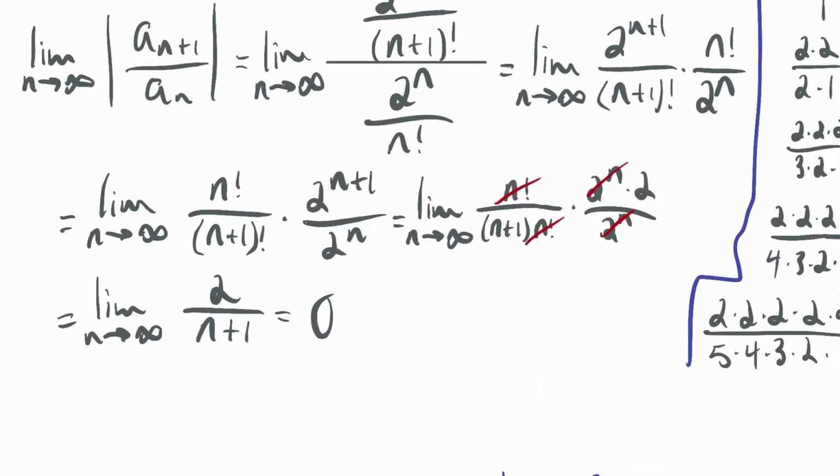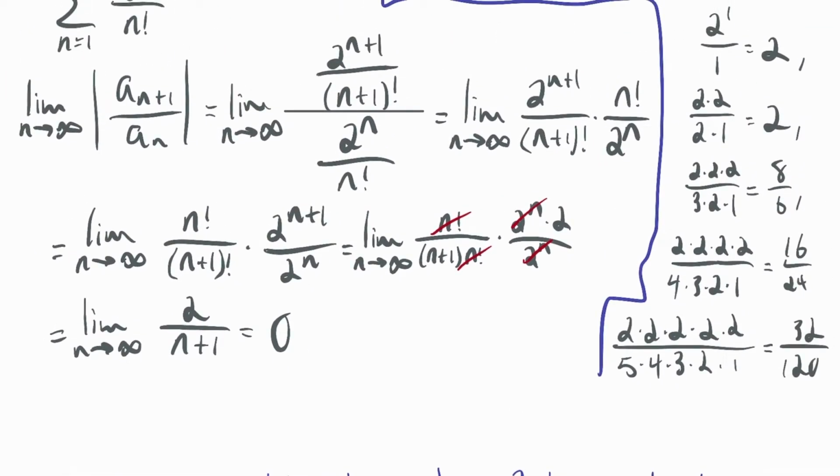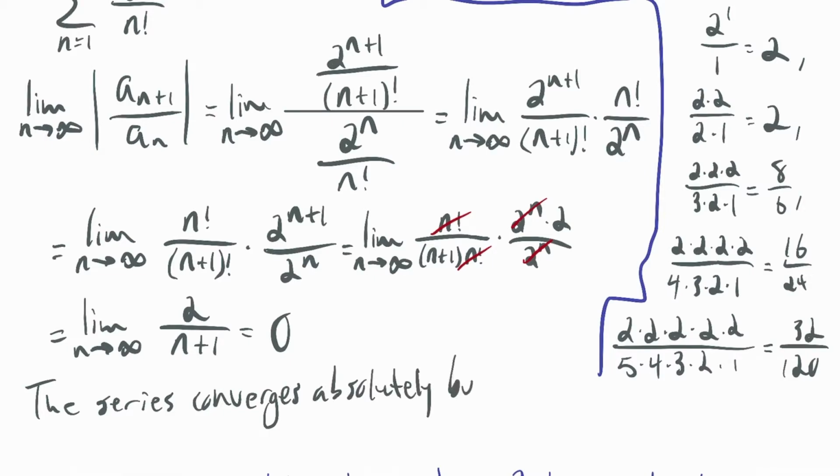So by the ratio test, this converges absolutely. The series converges absolutely by the ratio test. All right.